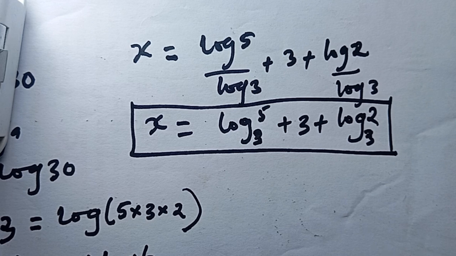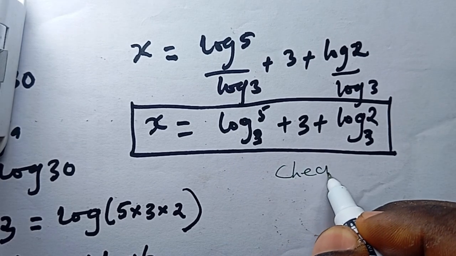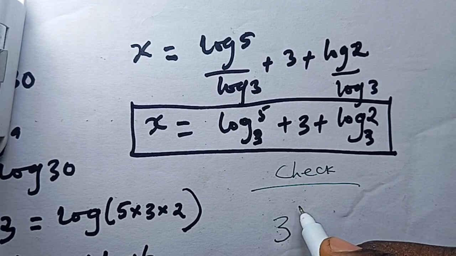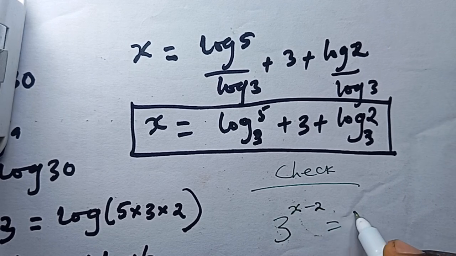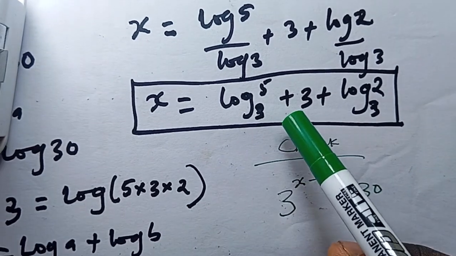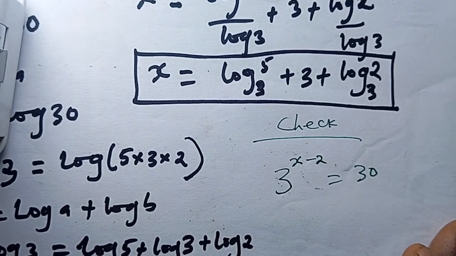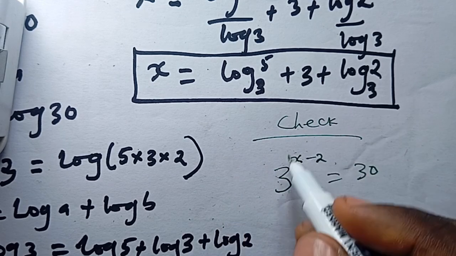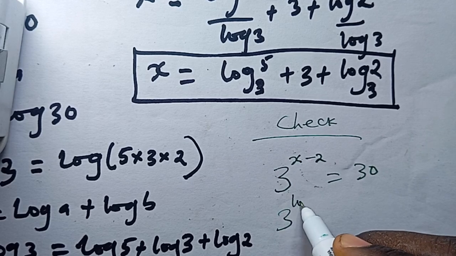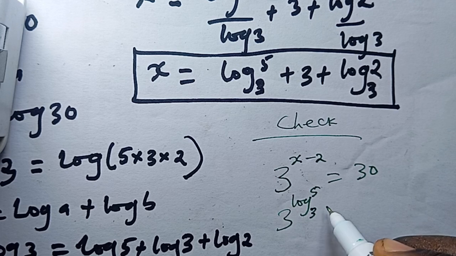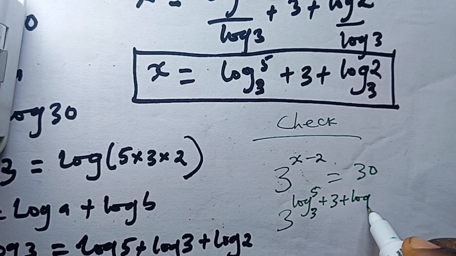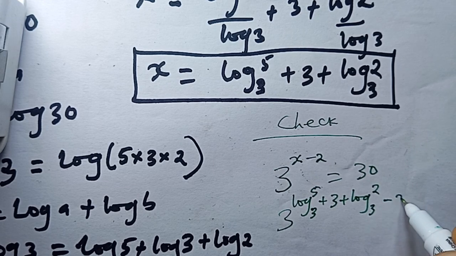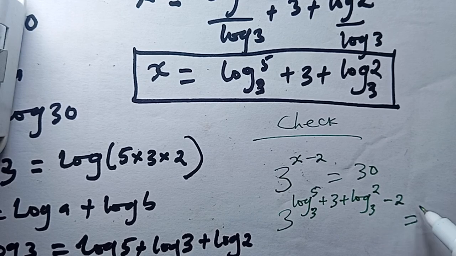So I'm going to run a very quick check to see whether this satisfies. What we just solved is 3 power x minus 2 is equal to 30. So we want to find out whether this value of x which we've got over here will satisfy. In place of x, I'm going to replace it with this expression. So I'm going to have 3 power log 5 base 3 plus 3 plus log 2 base 3 minus 2, and I want to find out whether this will be equal to 30.